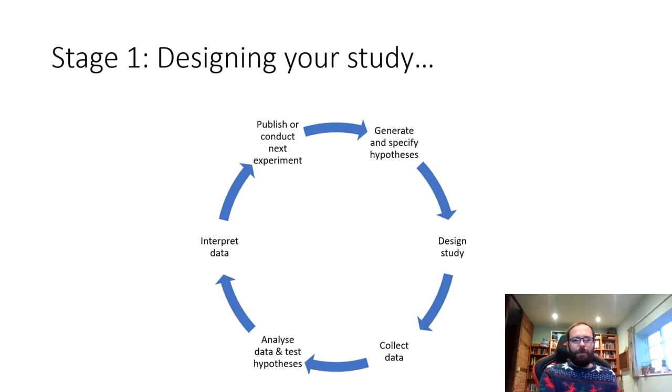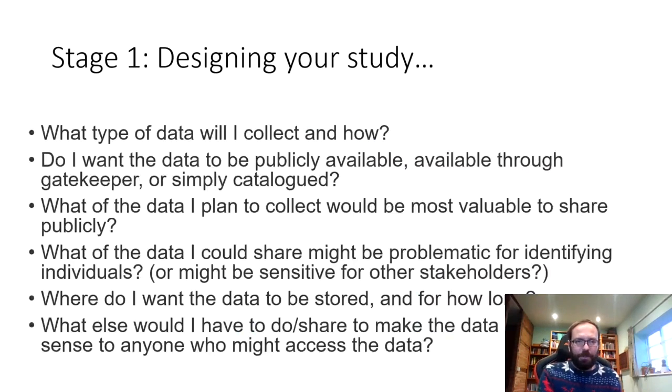So when we're designing a study, we first might want to consider a lot of different questions. So what type of data am I going to collect and how? Is it possible for, and do I want, the data to be publicly available? And should that be in any way mediated by, for example, a gatekeeper? Does it need cataloguing? Is it actually genuinely useful data that other people can use? I imagine the answer is yes there. What of the data I plan to collect would be most valuable to share? And equally, you might want to flip that. What might be most problematic to share? And see if they're the same thing. If they're not, great, because you can imagine sharing at least some of that.